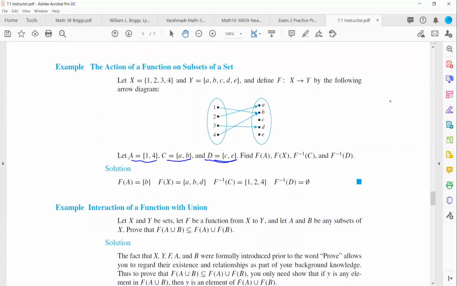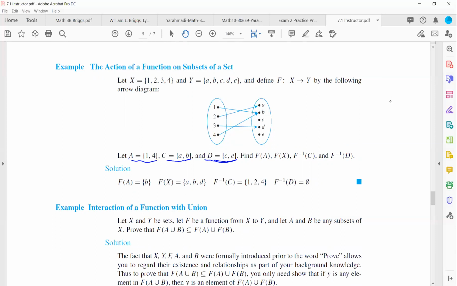Okay, f of A includes 1 and 4. 1 is mapped to b, and 4 is also mapped to b. So f of A is the set including one element, b. Now f of X. X includes 1, 2, 3, 4. 1 is mapped to b, 2 is mapped to a, 3 is mapped to d, and 4 is mapped to b. So f of X, the image of X under f, is the set including a, b, and d. Note that here we defined the range of the function.